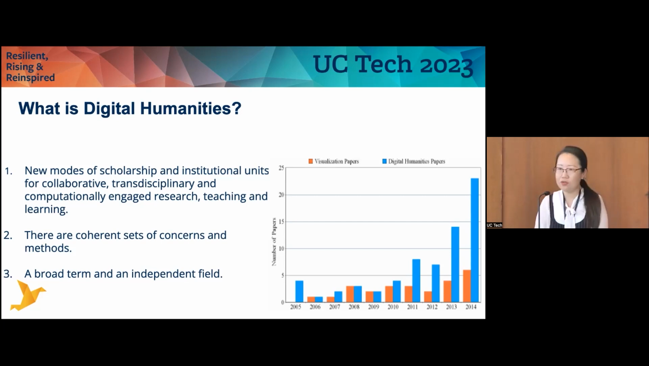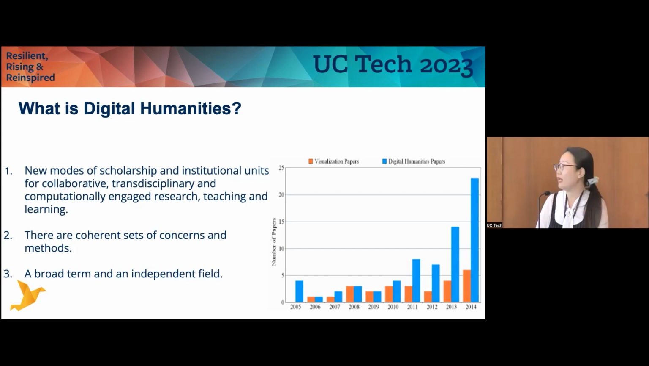And I would like to present you this chart. You see that from 2005 to 2014, these 10 years, the digital humanities papers grew exponentially. So you can see from this chart that there's stronger and stronger interest in integrating technology in research.